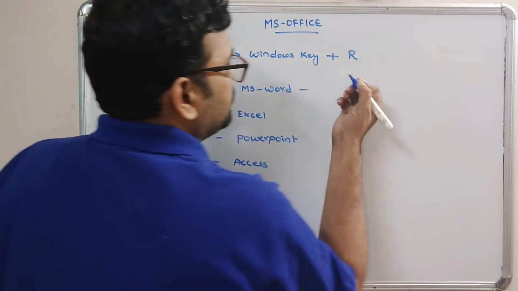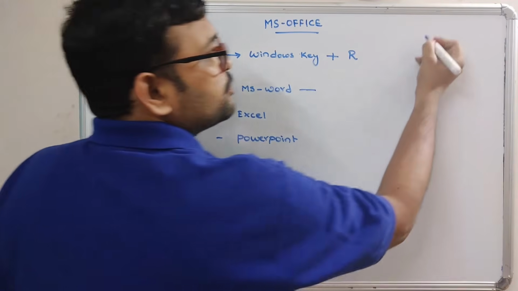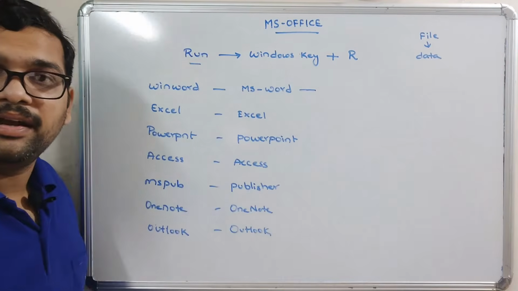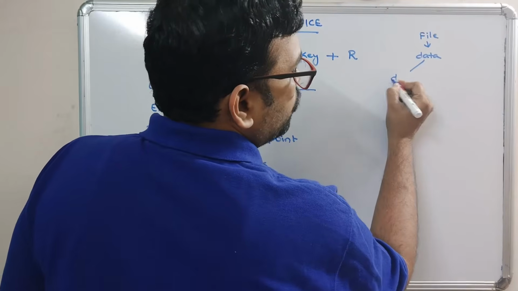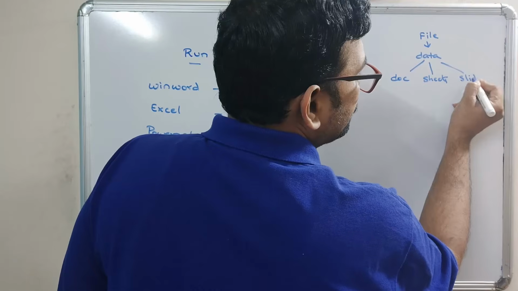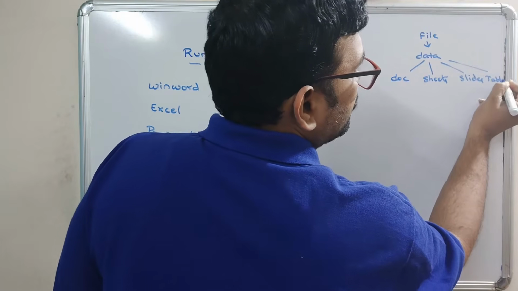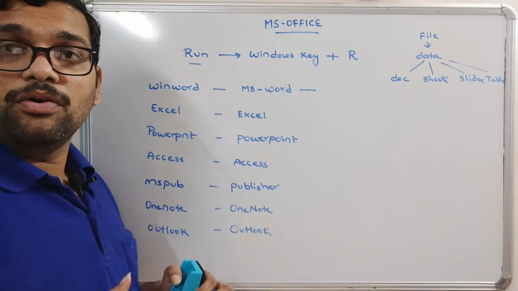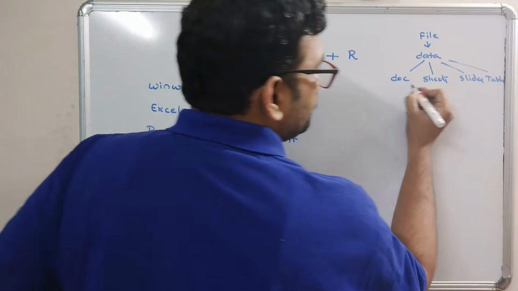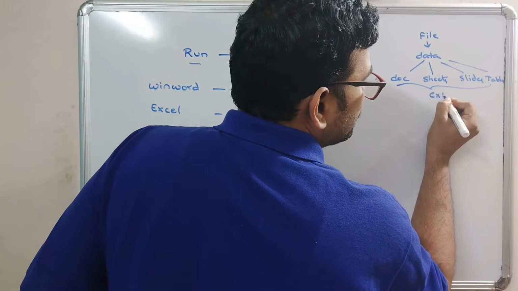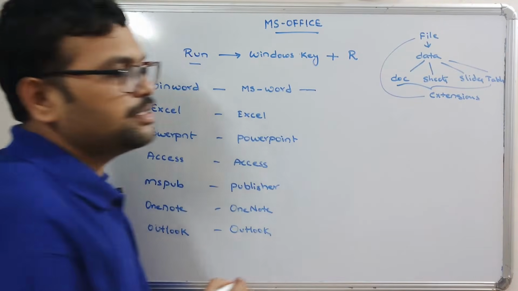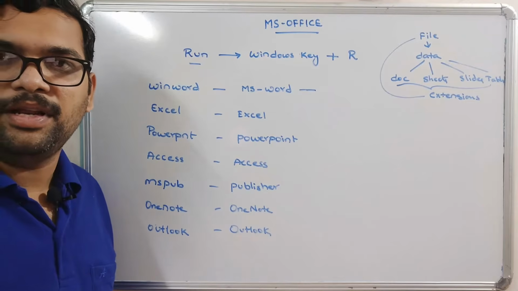And now see, as I have said, a file will be having data. That data can be documents, sheets, slides, tables, right? So how can we know what type of data is available in that particular file? With the help of extensions. For everything there will be some extensions, right? With the help of file extensions, we can know what type of data is available in the file.